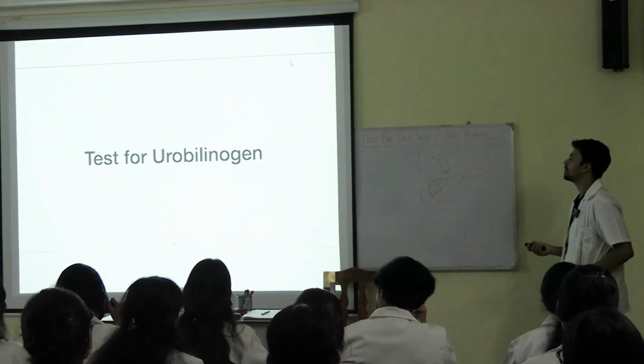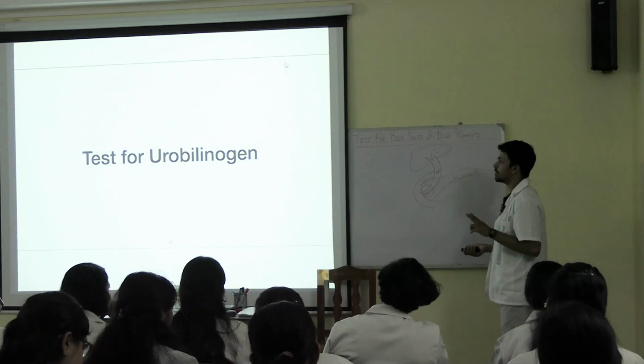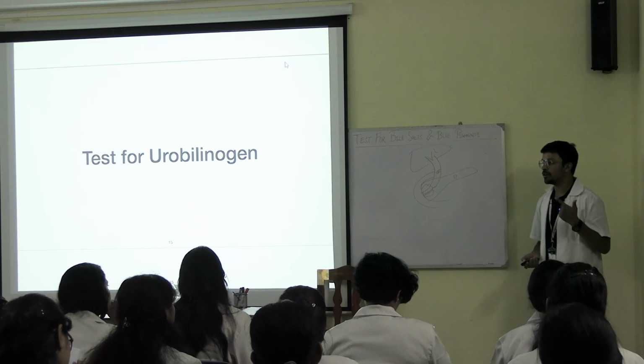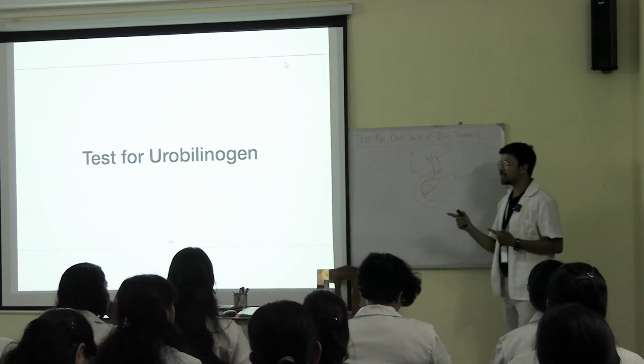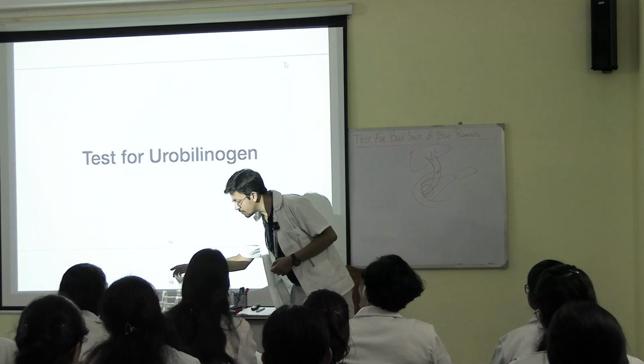Okay. Now test for urobilinogen. So our two tests are done. One is the Hay's sulfur test that you are all going to do in the lab. The second one is the Fouchet test. Fouchet test findings you people did not see yet. Okay, let me see.